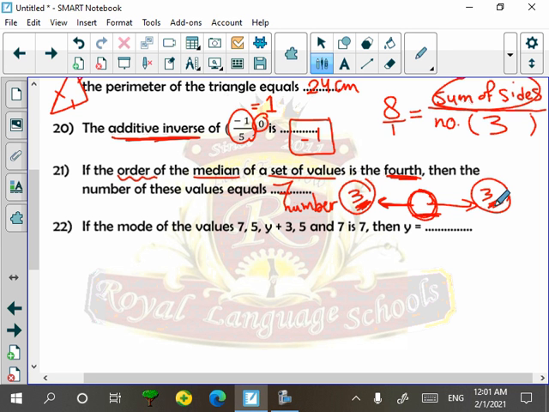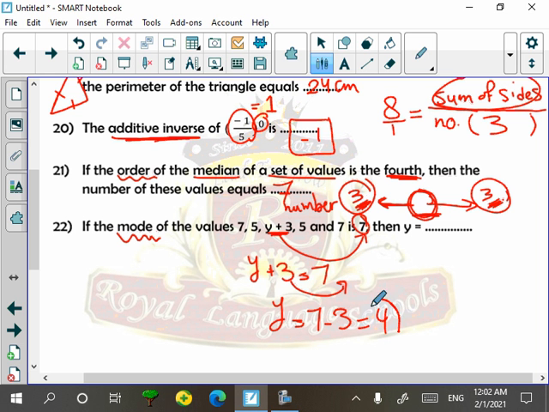Number 22: if the mode of the values 7, 5, y plus 3, 5, and 7 is 7. What is the meaning of the mode? It is the repeated common data. Then it means that y plus 3 equals 7. By subtracting 3 from both sides, y equals 7 minus 3 equals 4. Then y equals 4.